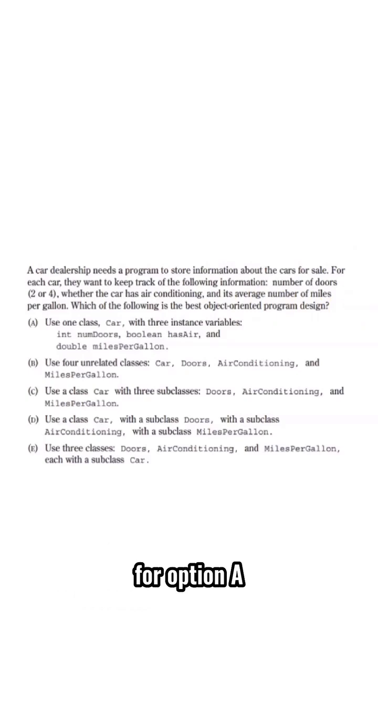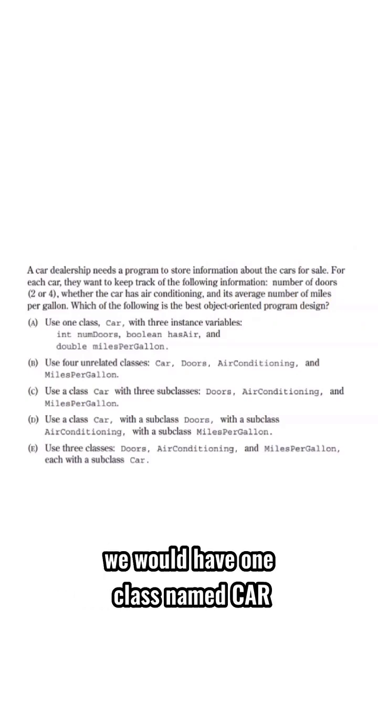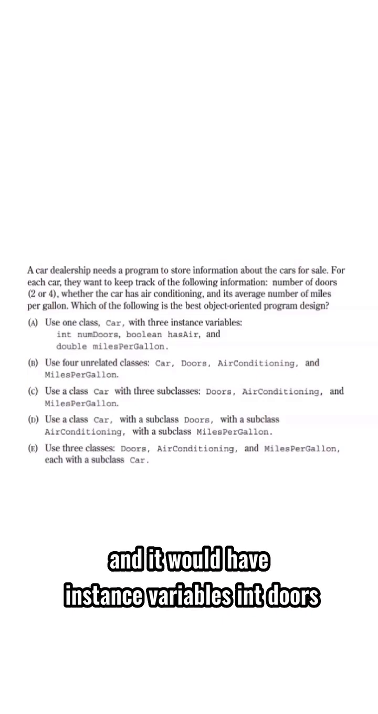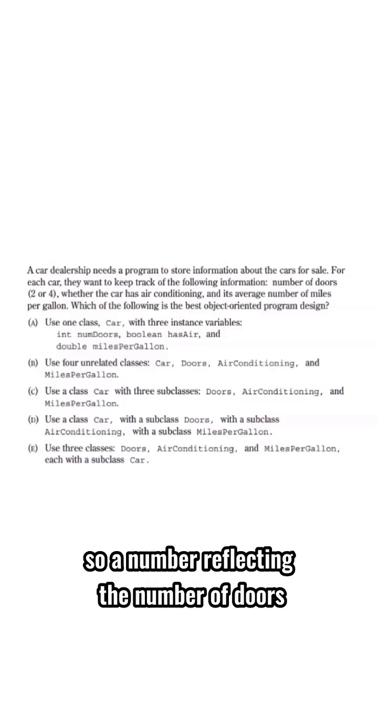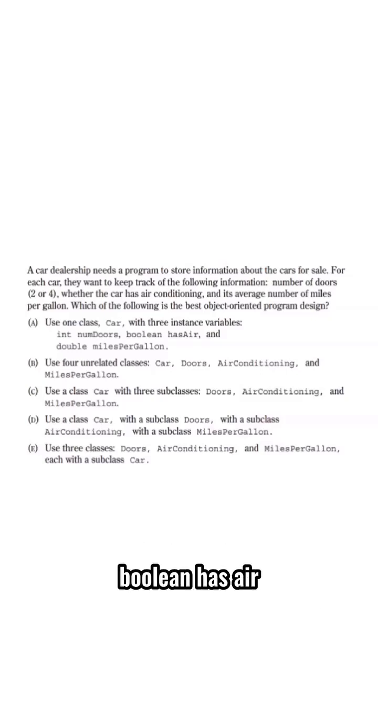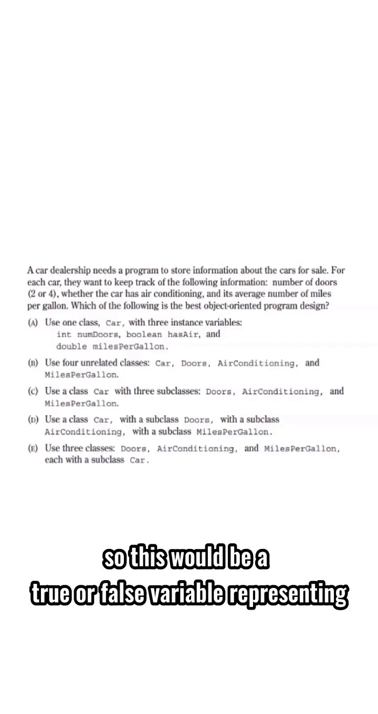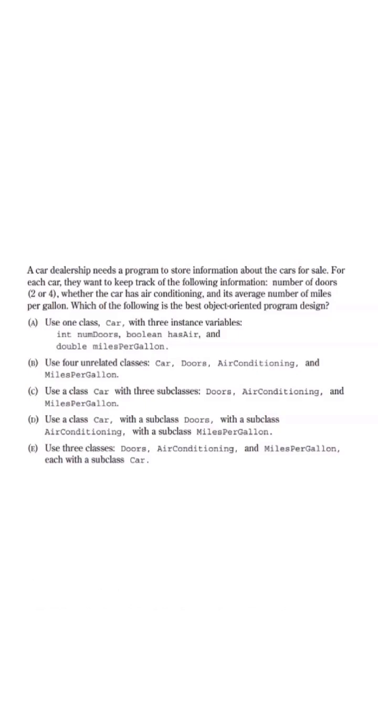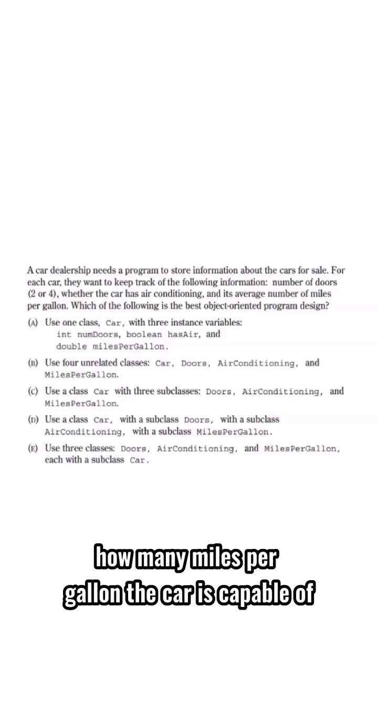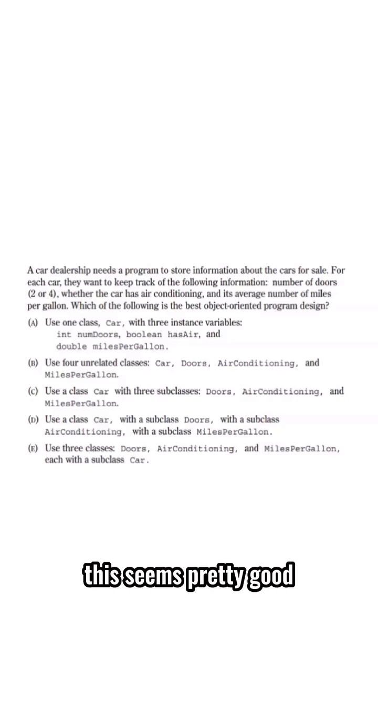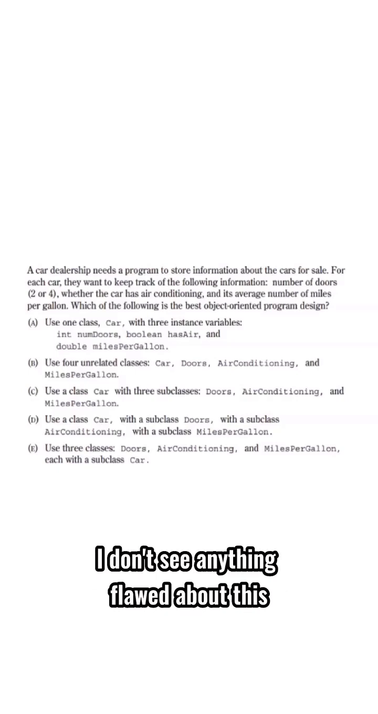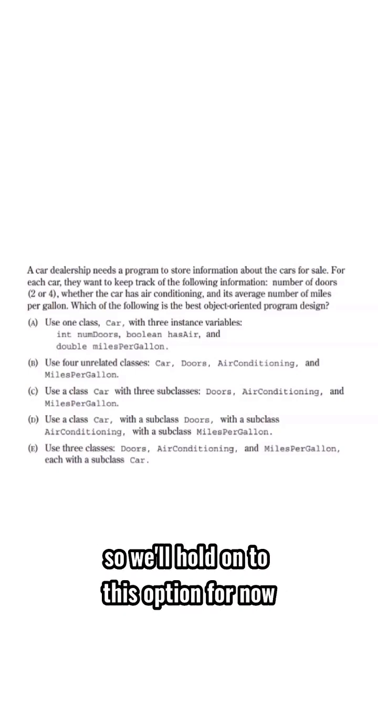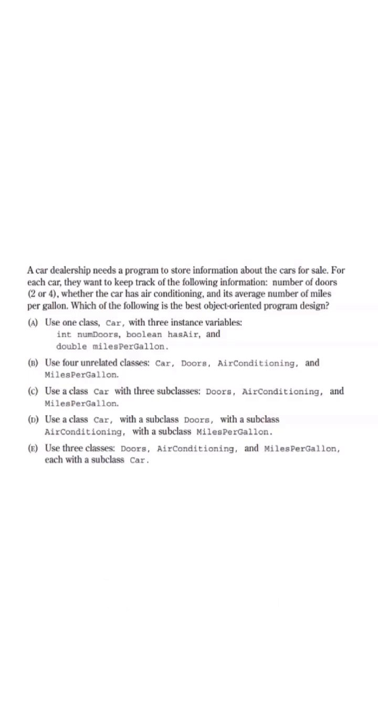For option A, we would have one class named car, and it would have instance variables. Int num doors, so a number reflecting the number of doors. Boolean has air, so this would be a true or false variable representing whether or not the car has air conditioning. And then double miles per gallon, representing how many miles per gallon the car is capable of. This seems pretty good. I don't see anything flawed about this, so we'll hold on to this option for now.